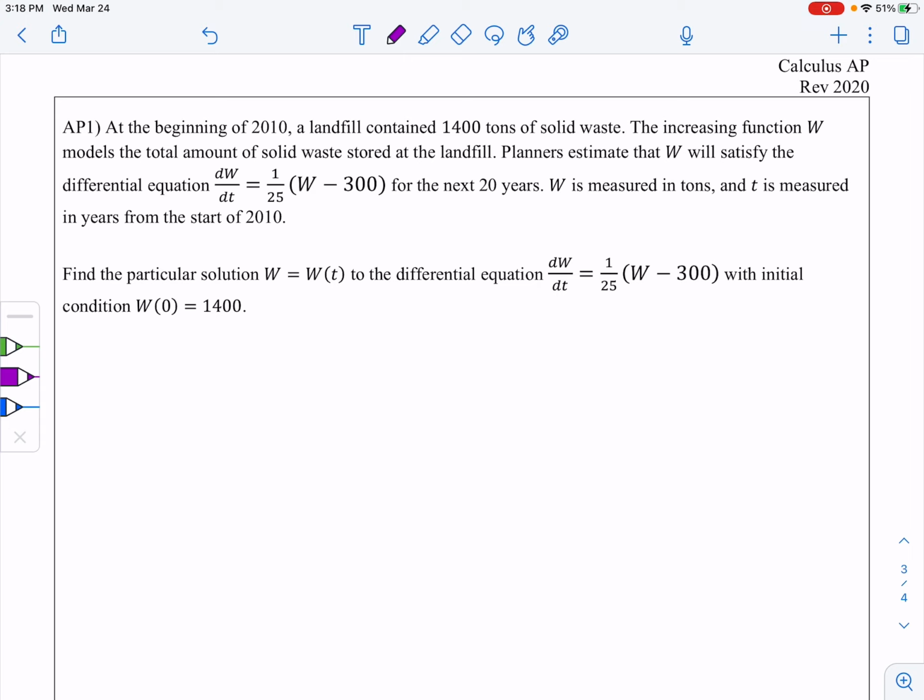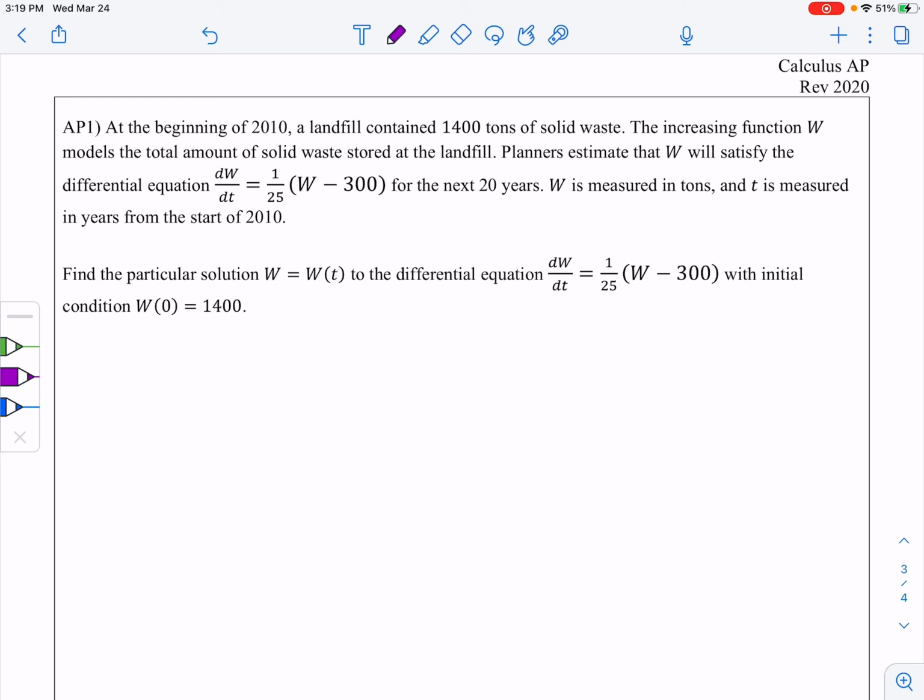At the beginning of 2010, a landfill contained 1,400 tons of solid waste. The increasing function W models the total amount of solid waste stored in the landfill. Planners estimate that W will satisfy the differential equation for the next 20 years. W is measured in tons and T is measured in years. So it's tons of waste per year. If I integrate it, I get tons, correct?